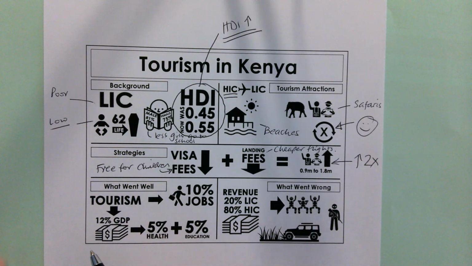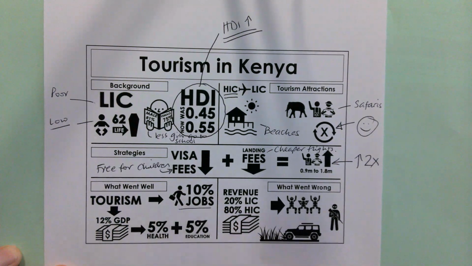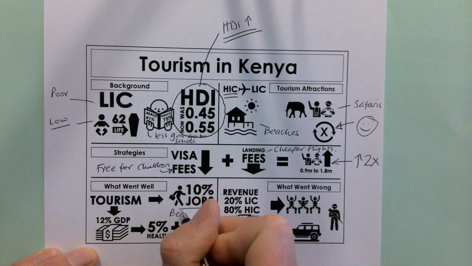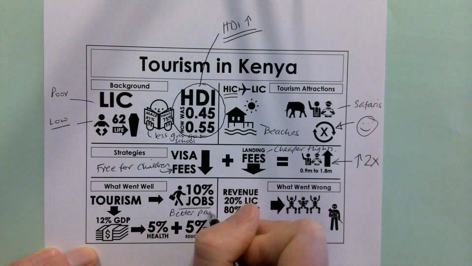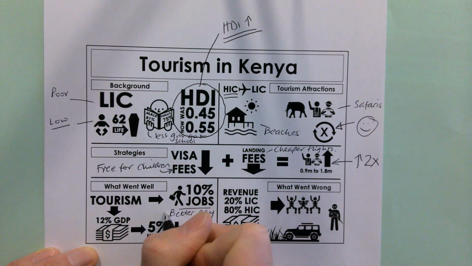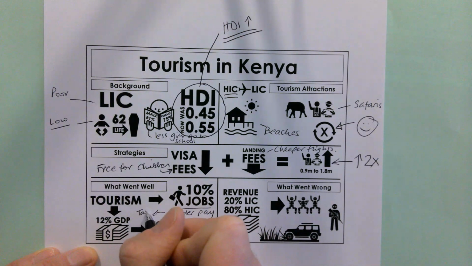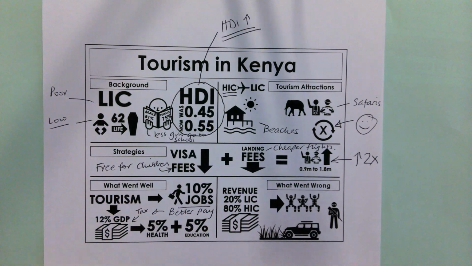First of all, we've got 10% of jobs are now linked to tourism, and because the tourism in Kenya is not seasonal, they don't just rely on 1 or 2 months of the year to get tourists in, it continues throughout the whole of the year. Then these jobs become quite well paid jobs compared to other jobs that people might do in Kenya linked to farming. So 10% of the jobs are involved in tourism, and those jobs have got better pay to them, and therefore that creates more tax, and therefore that boosts the economy of the country.